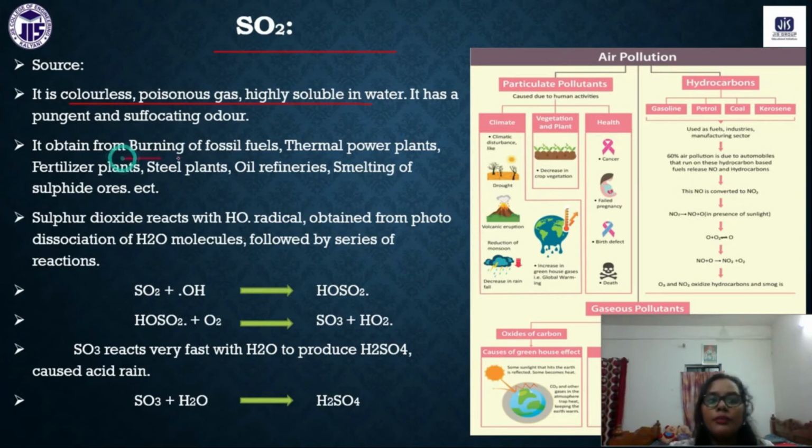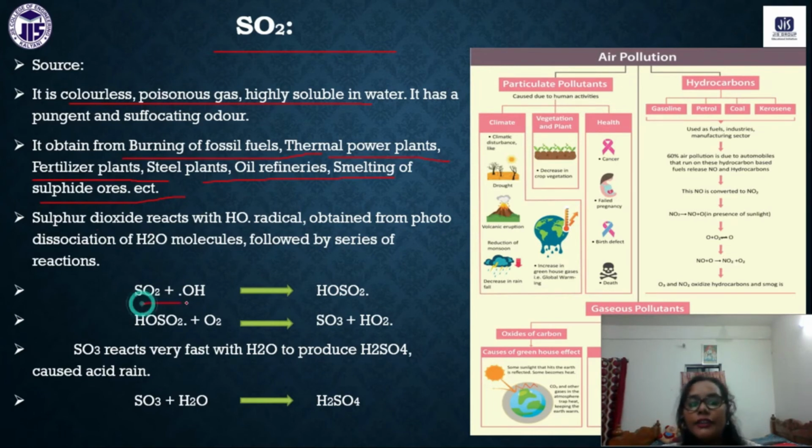It is obtained from the burning of fossil fuels in thermal power plants. Generally, we are getting the excess amount of sulfur dioxide in the environment from thermal power plants. The fertilizer plants, steel plants, oil refineries, and smelting of sulfide ores all contribute to increasing the amount of sulfur dioxide in our environment. Okay, and what is the harmful effect?